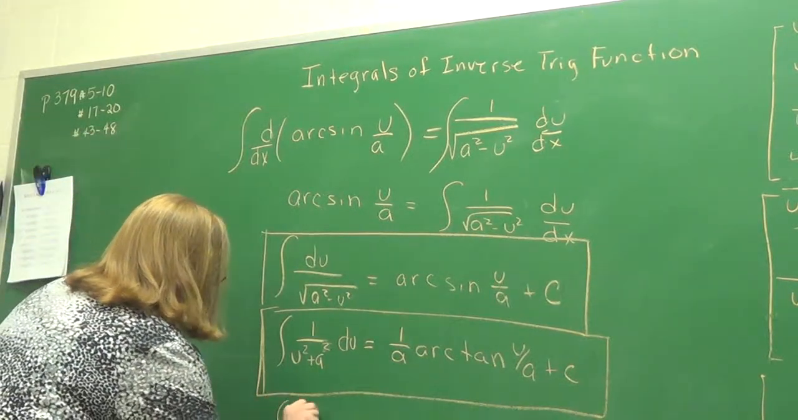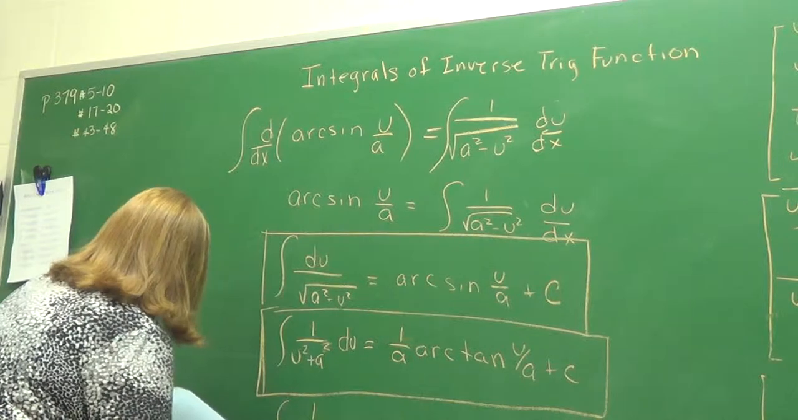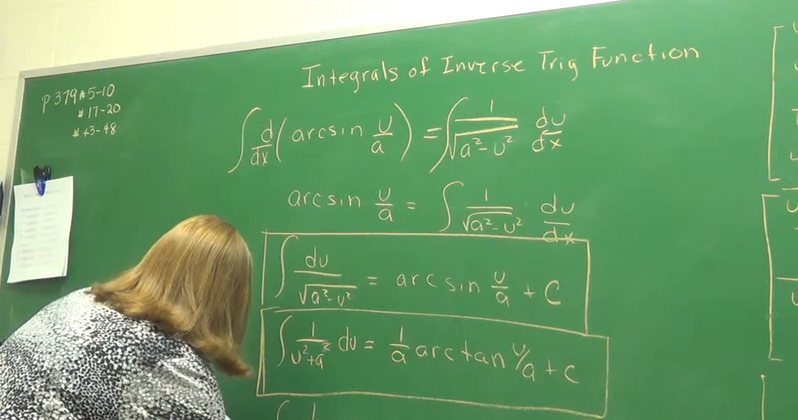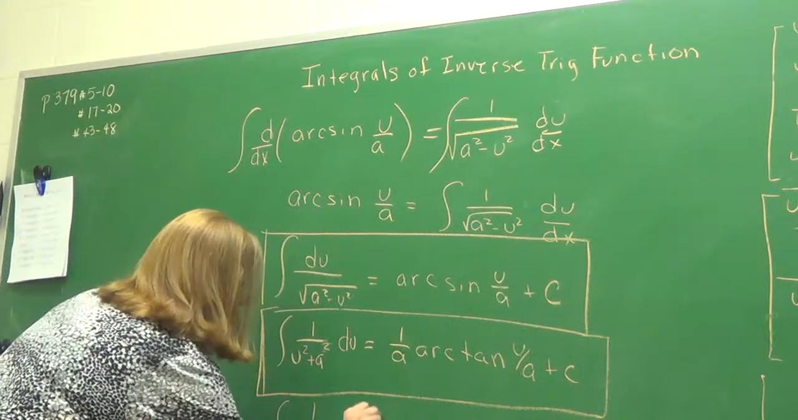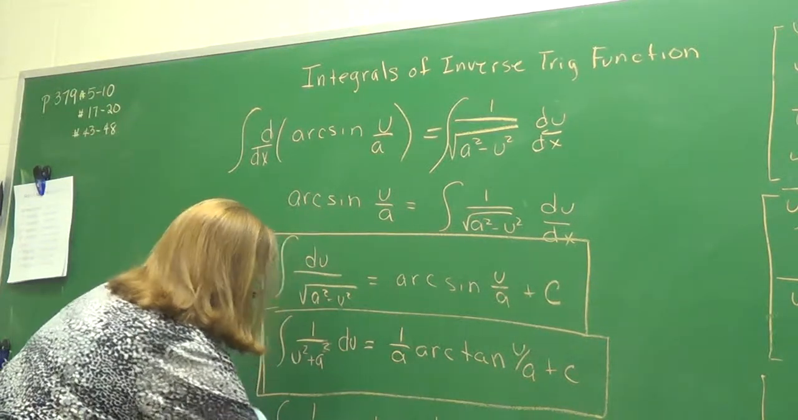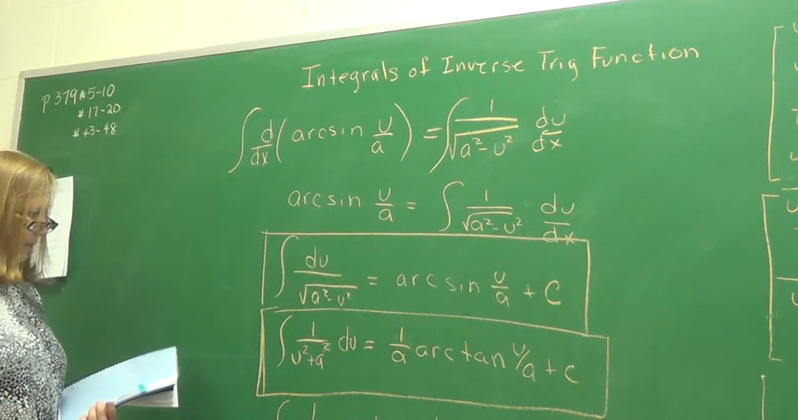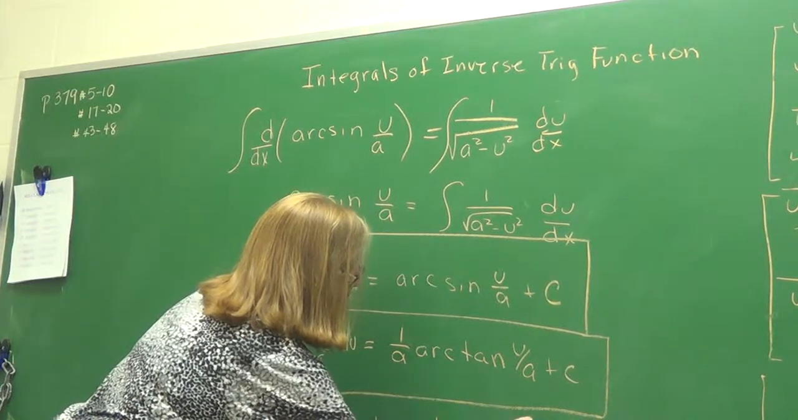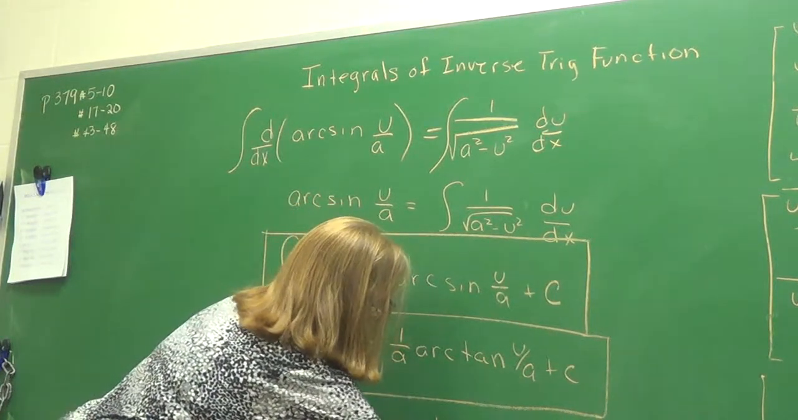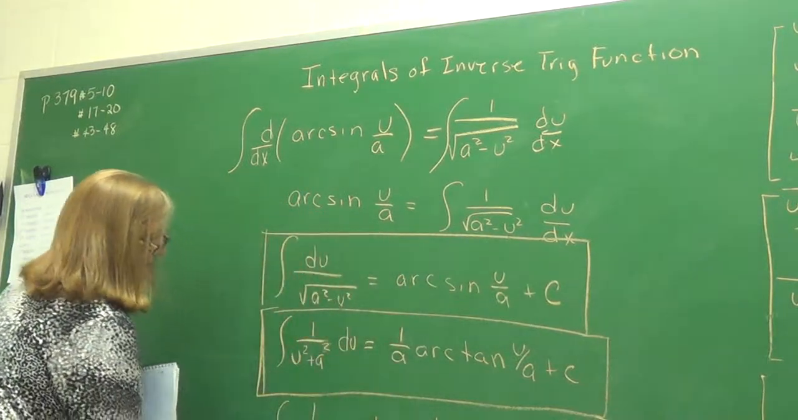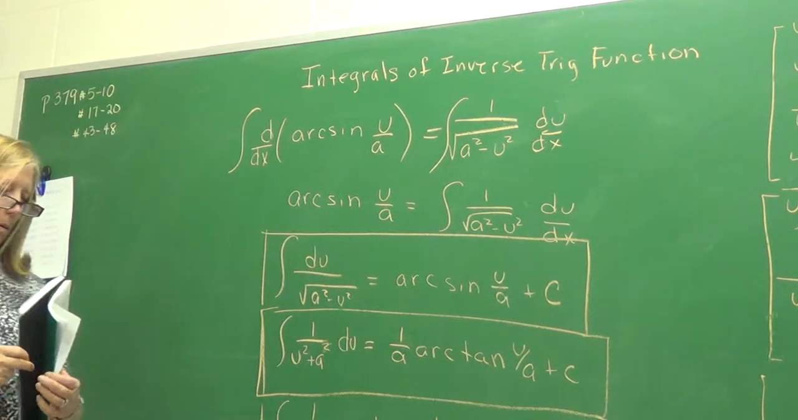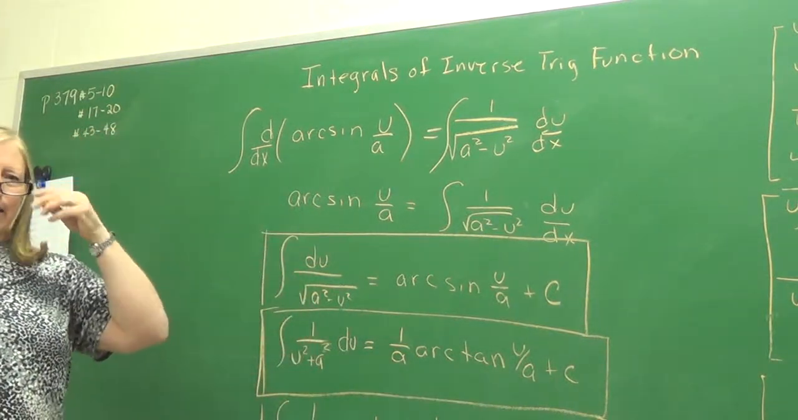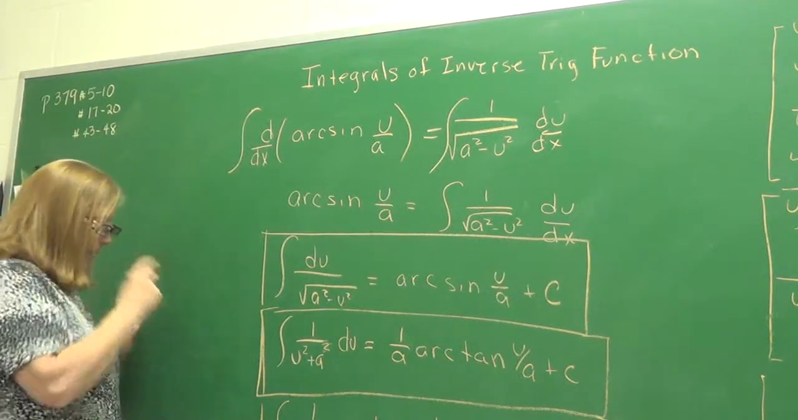The integral of 1 over the absolute value of u times the square root of u squared minus a squared du equals 1 over a arcsecant absolute value of u over a plus c. Yeah? In the book, they don't have the absolute value. Really? In the answer or here? They have it in the answer, but they don't have it here. All right, thank you.